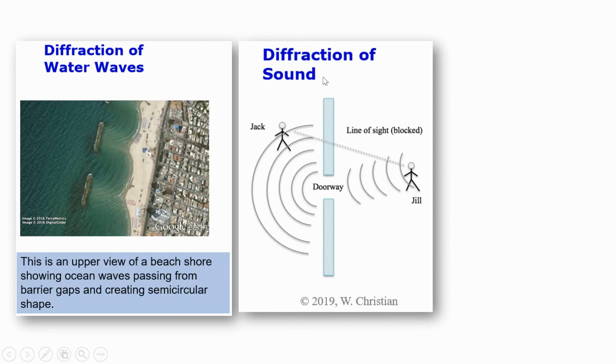Diffraction can also be observed in sound. Here we have Jill and Jack. They cannot see each other because they have this barrier between them, but they have an opening in this wall. There is a doorway. When Jill speaks, the sound waves travel, pass through this opening and diffract. The diffracted waves reform the sound waves so Jack can hear what Jill is saying.